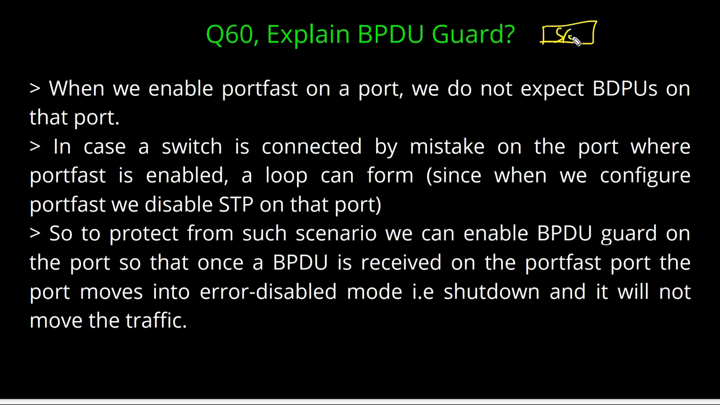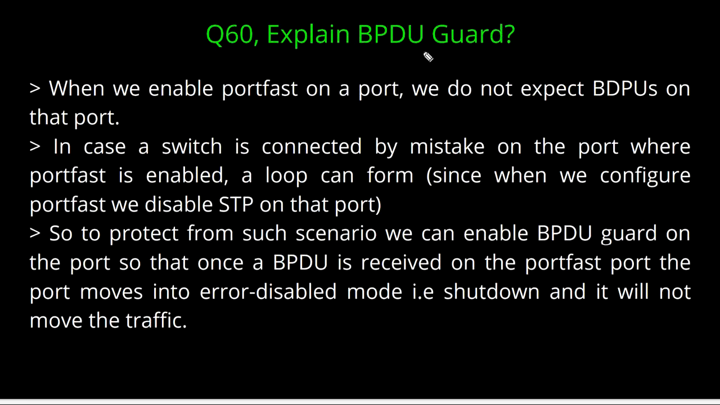So suppose this is my scenario, this is my switch 1, and here are some PCs. I configure this port as port fast, so that means I am not running STP on this interface. If an attacker removes this PC and attaches a switch over here, and sends BPDU, and suppose there is one more link connected to this switch, again a loop can be formed there, because here you are not running STP. This port is considered as port fast.